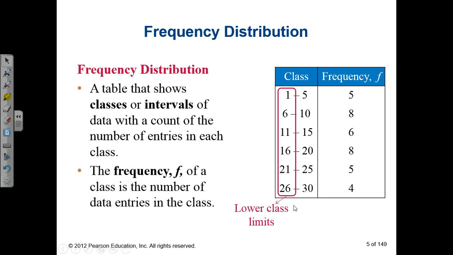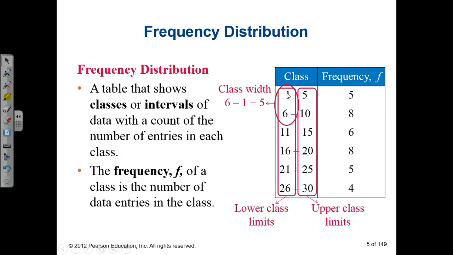These are known as the lower class limits. They are the smallest number that would go into that class. So the smallest number that would go into class 2 is a 6. Notice they do not overlap. So the number 5 goes here, the number 6 goes here. If we went 1 to 5 and 5 to 10, then we wouldn't know which class the number 5 went into. The upper class limits are the largest numbers that would go into that class.